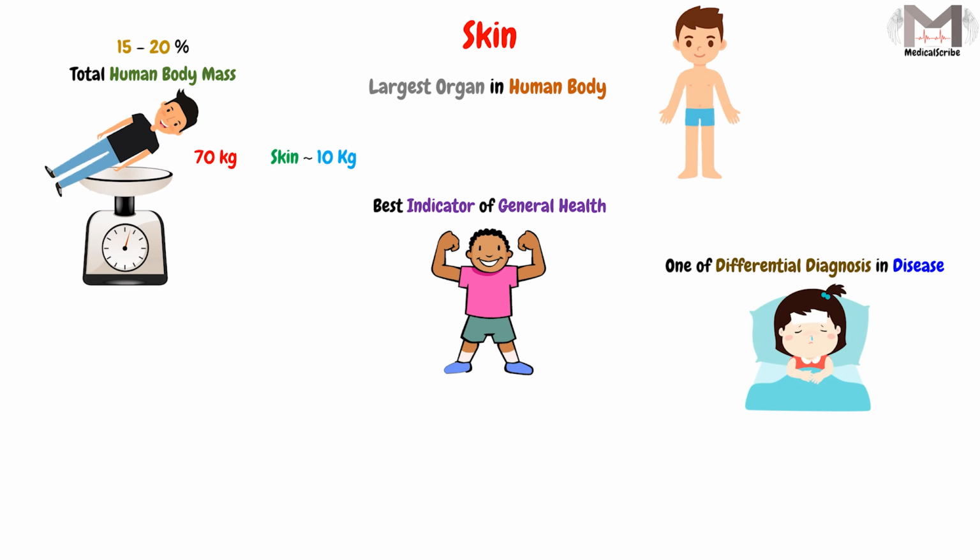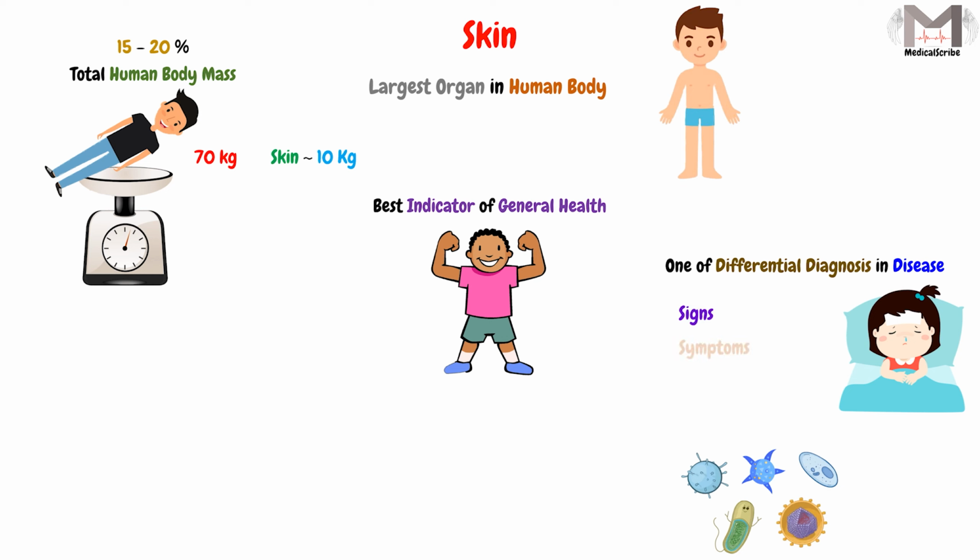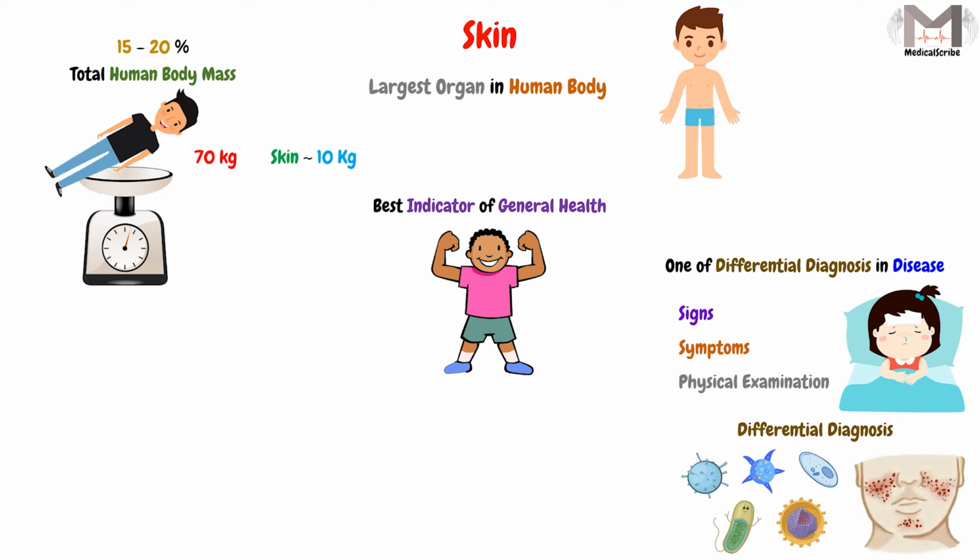So if we have a patient and we need to diagnose him, we will keep in mind a set of diseases that he is very likely to have, depending on the signs, symptoms, and the physical examination of the patient. This set of diseases is called the differential diagnosis. In most illnesses, diseases of the skin and its appendages are likely to be among these differential diagnoses. That's why the skin is considered a very important indicator and we must focus on it in the physical examination.